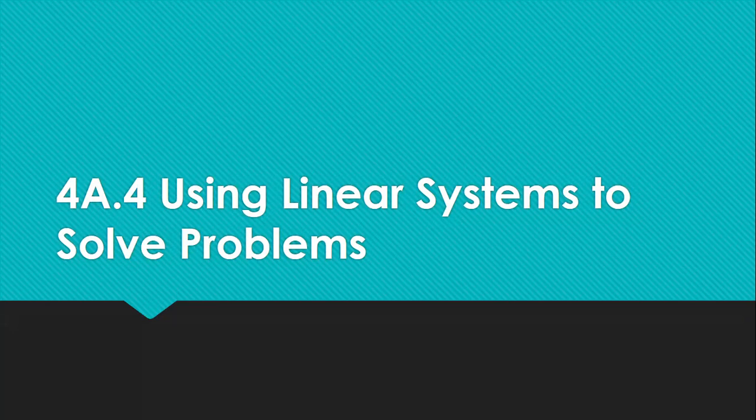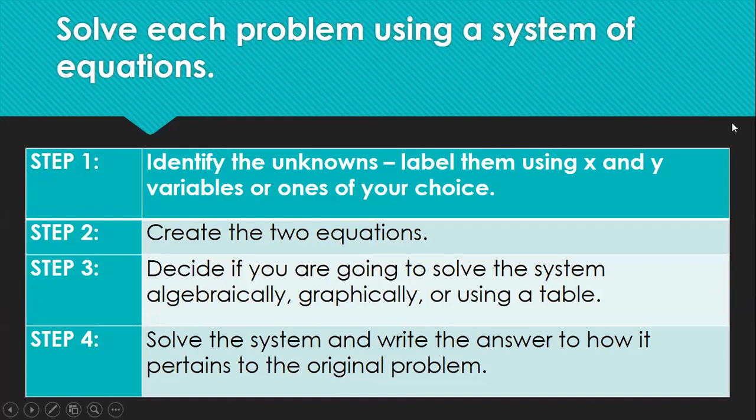Okay, all right. So we're on 4A.4, using linear systems to solve problems. Today's goal is about setting up and solving real world applications. So how do we solve them? Well, there are 4 steps. You're going to identify the unknowns, and we're going to label them using X and Y. I know sometimes you're tempted to use other variables, but just for the sake of consistency, I try to use X's and Y's when possible.